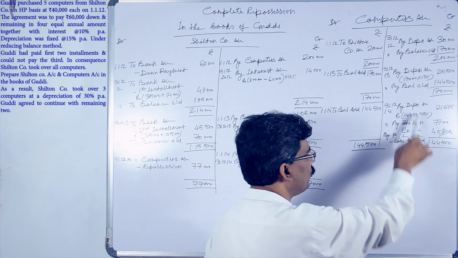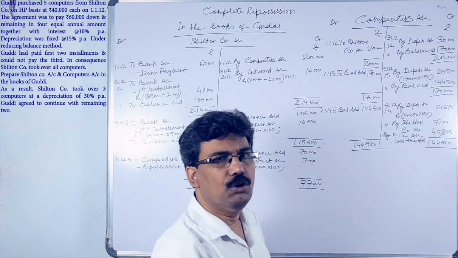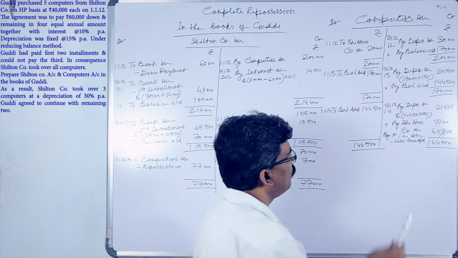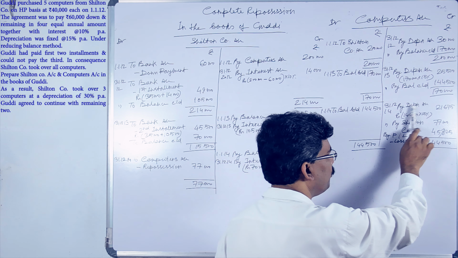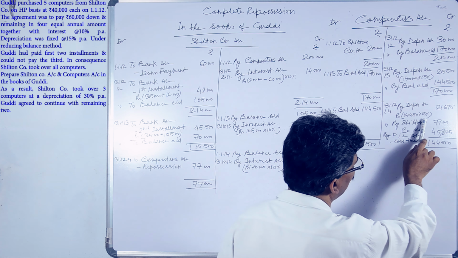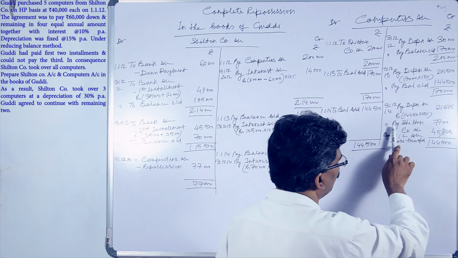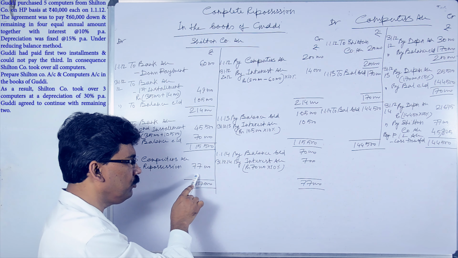This is the year of repossession. Repossession is made on the last date. Therefore, you have to go up to the last date. Then you have to charge depreciation for the whole year by depreciation. On 1,44,500, it is 25%. Sorry, 15%. 21,675.